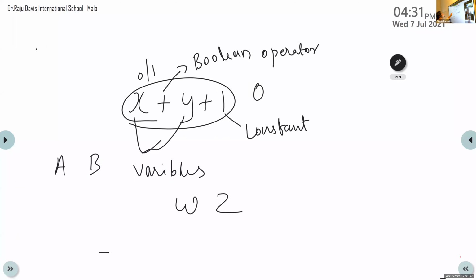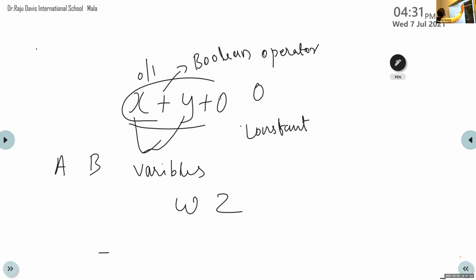Okay. Then 1 is a constant value. We cannot change it. It's a constant value. If you write 1, that means it is 1 itself. We cannot change it to 0. We can write 0 only after erasing. It's not changing, it is another constant. 0 is another constant. Okay. Is it clear?